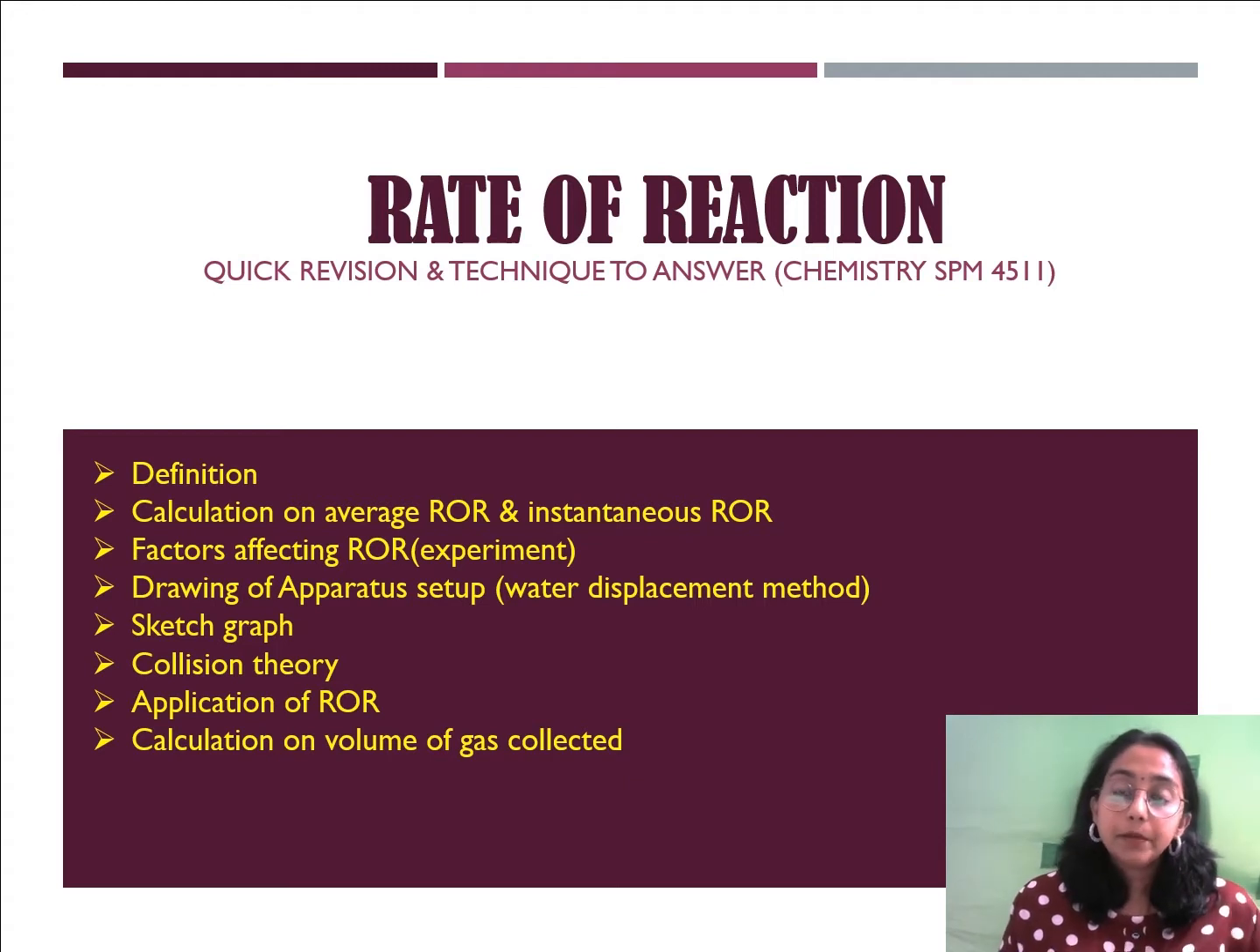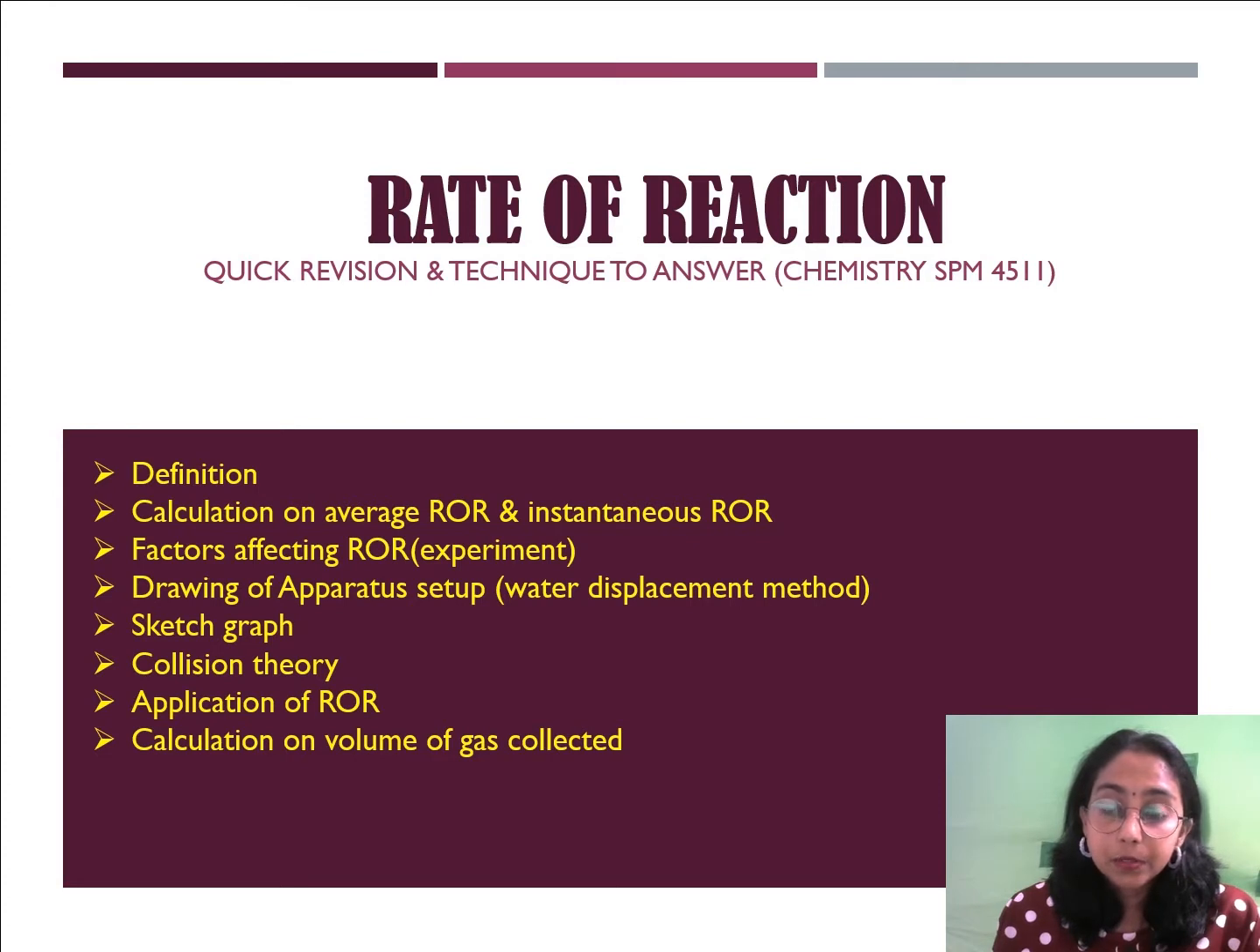So before we go further in our lesson today, let me explain to you. When we are talking about rate of reaction, what are the important parts you have to be well versed in when you want to answer questions regarding rate of reactions? Firstly, you must know how to define rate of reaction correctly. Second, students must know how to do the calculation for average rate of reaction and instantaneous rate of reactions. These two calculations on rate of reactions, you have to apply a different method, okay?